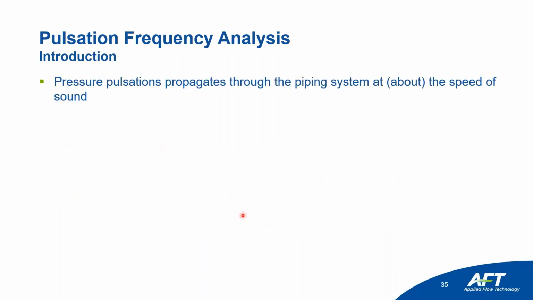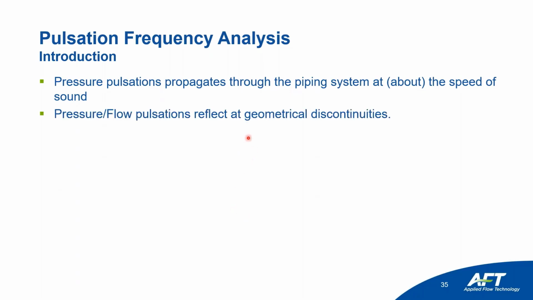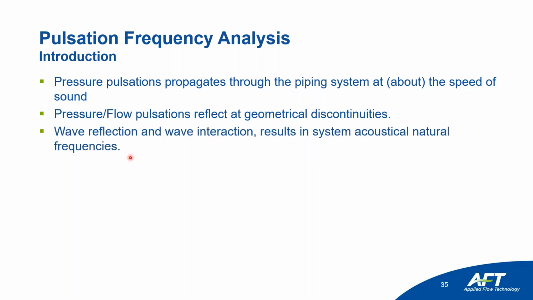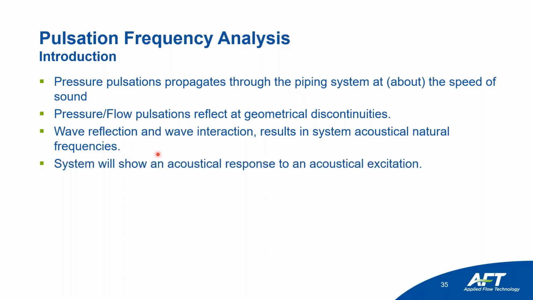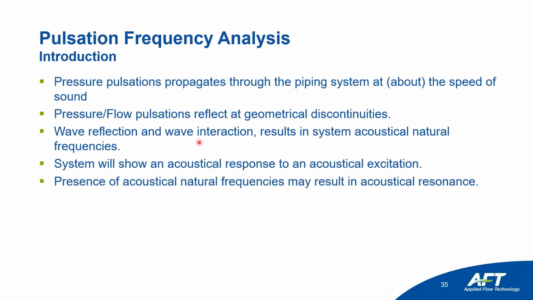Pressure pulsation propagates through the piping system at about the speed of sound. Pressure and flow pulsations reflect at geometrical discontinuities. Wave reflection and interaction result in a system acoustical natural frequency. So each system has acoustical natural frequencies, and they are the ones you want to avoid when you operate your compressor. The system will show an acoustical response to an acoustical excitation. The presence of acoustical natural frequencies may result in acoustical resonance.